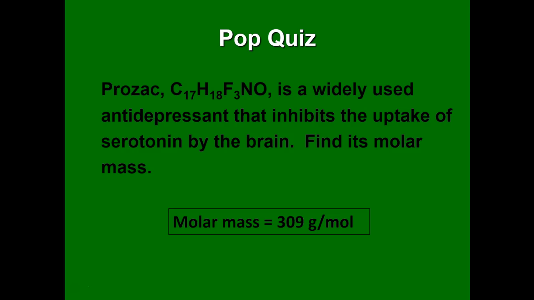I'm going to actually do this in my head for a second. 17 times 12 for the carbon would be 180 plus 24 would be 204, plus 18 for the hydrogen gives me 222, 57 for the 3 fluorines, so 222 plus 57 gives me 279. 1 nitrogen atom is 14, that gives 279 plus 14 is 293. An oxygen is 16, 293 plus 16 is 309. So that answer is correct.